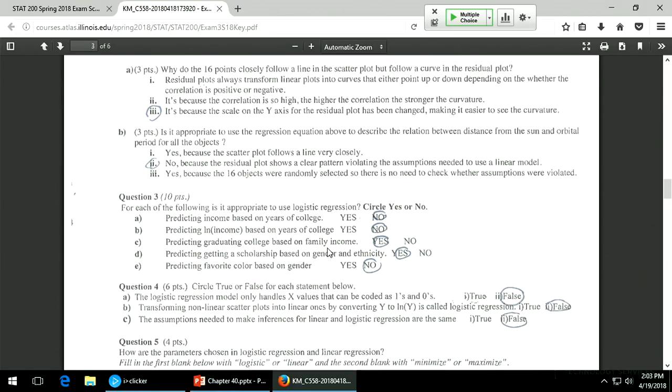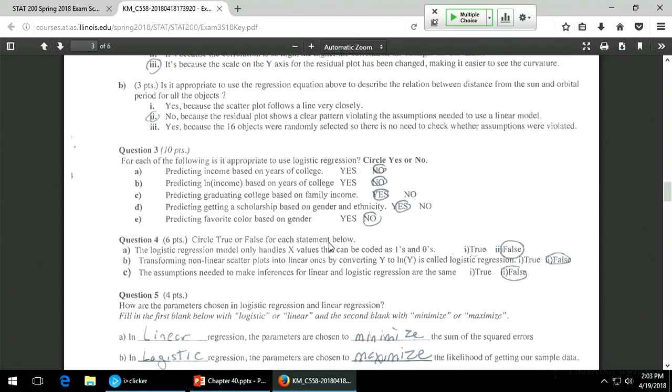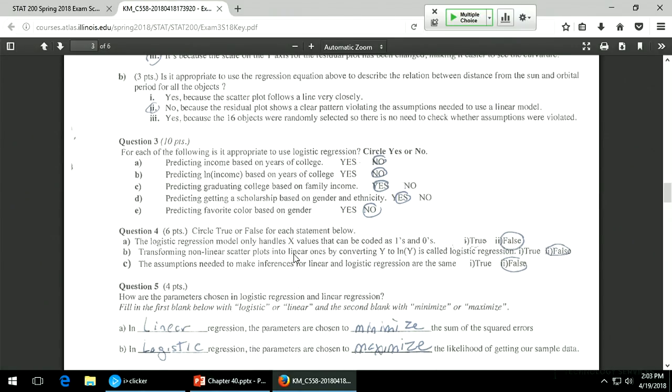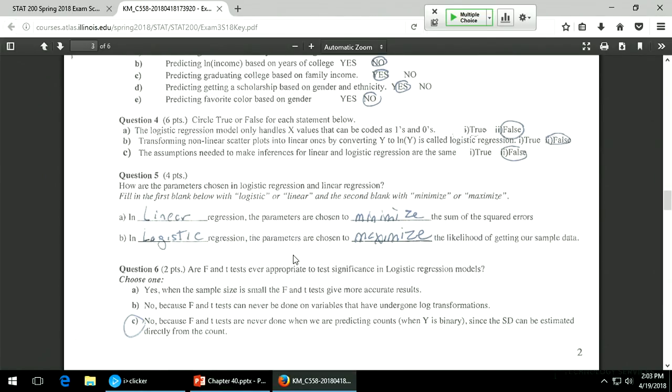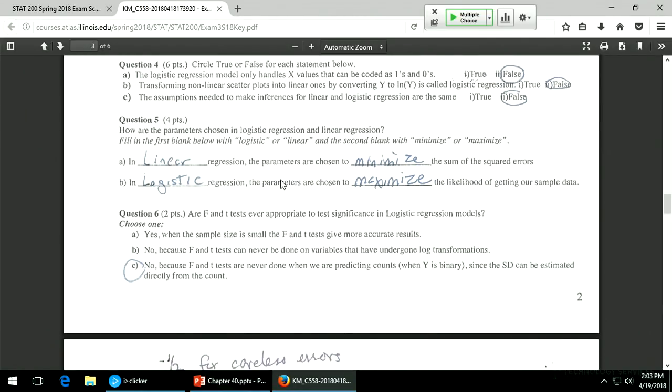Okay, now for these, people did very well. Let's see. These people did well. Most of the rest of this, people did very well on.